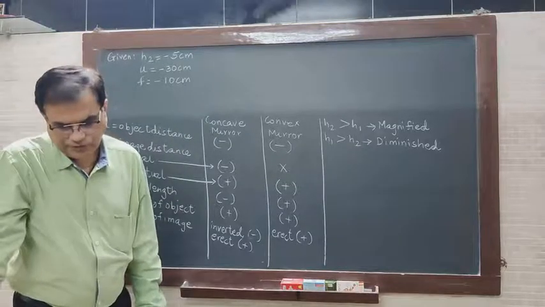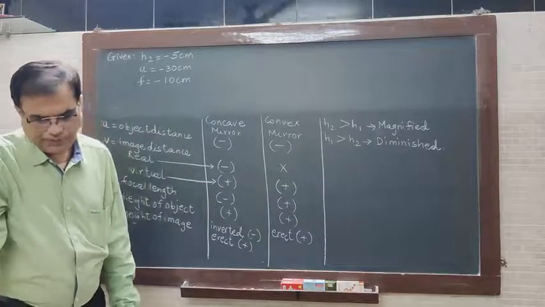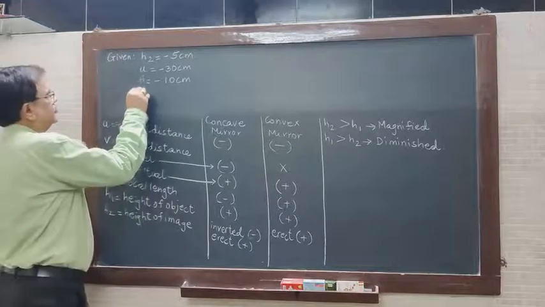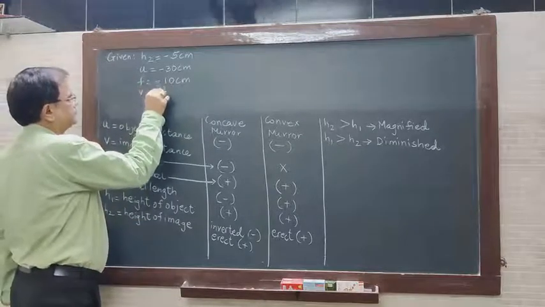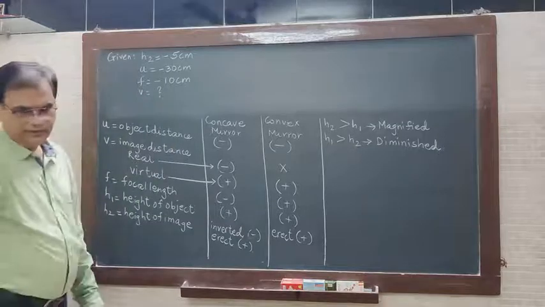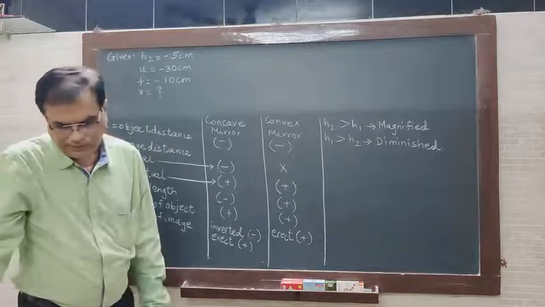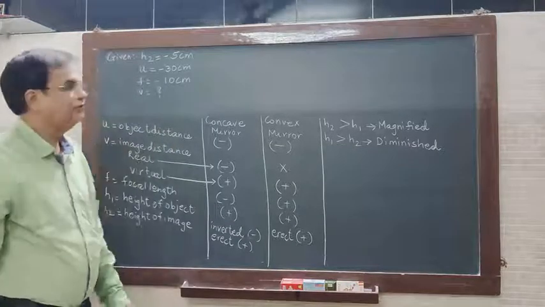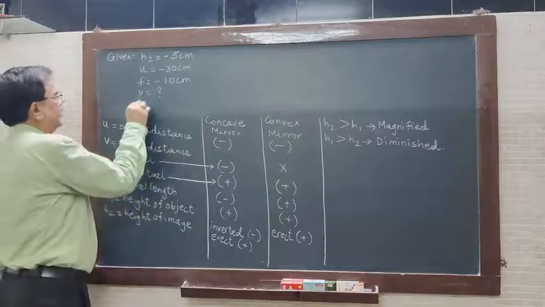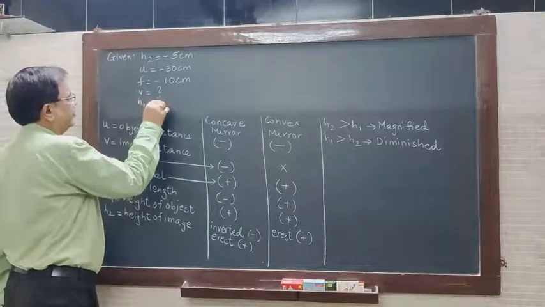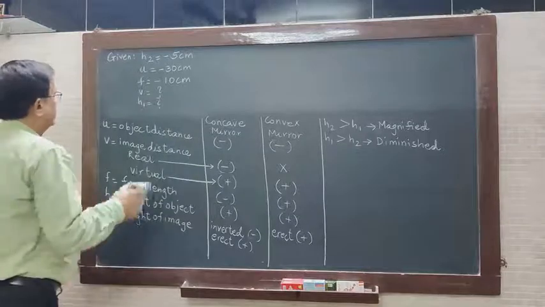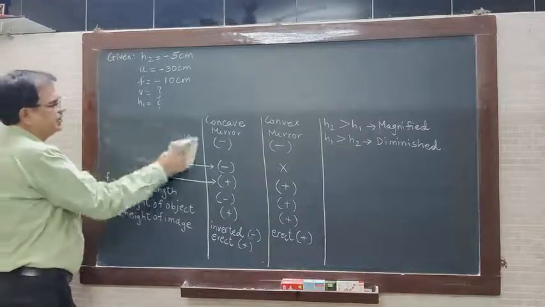At what distance from the mirror should she place the screen? So you have to find out V. Then what will be the type of the image and height of the object? So height of the object, that is you have to find out H1. Okay, now how to solve this? Now see this very properly.